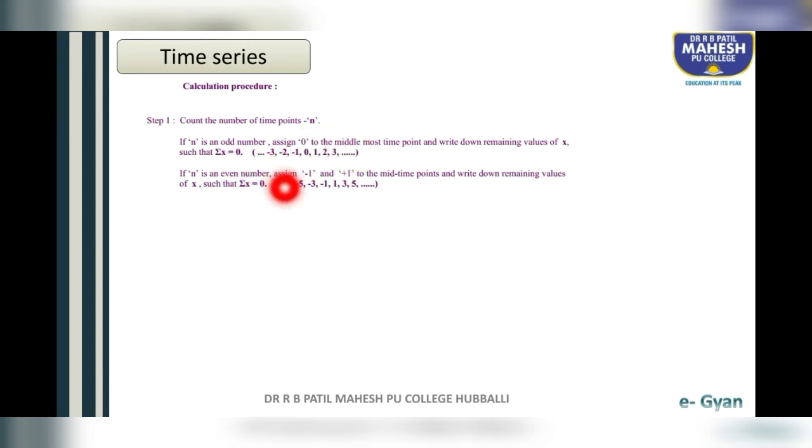So if n is an odd number, put the middle value as 0 and the upper values as -1, -2, -3, like this it will increase. Below there are positive values 1, 2, 3, 4, 5, like this it will increase. Same as in the previous methods, that is straight line and fitting of parabolic trend. If n is an even number, assign -1 and +1 to the midpoints and write down the remaining values of x such that summation x is always 0.